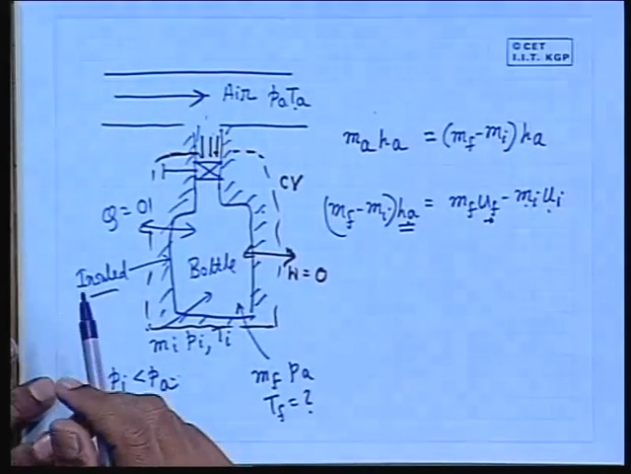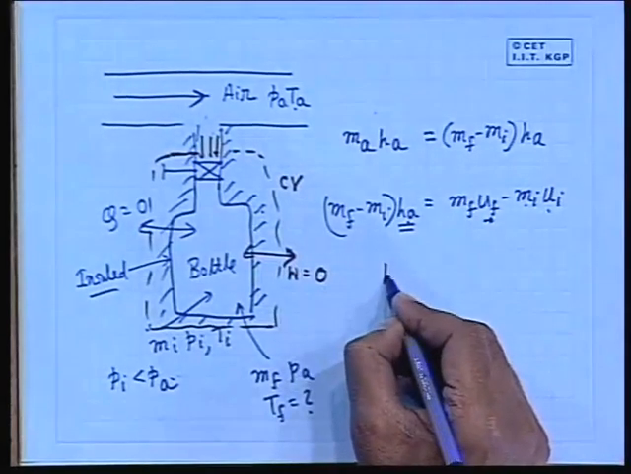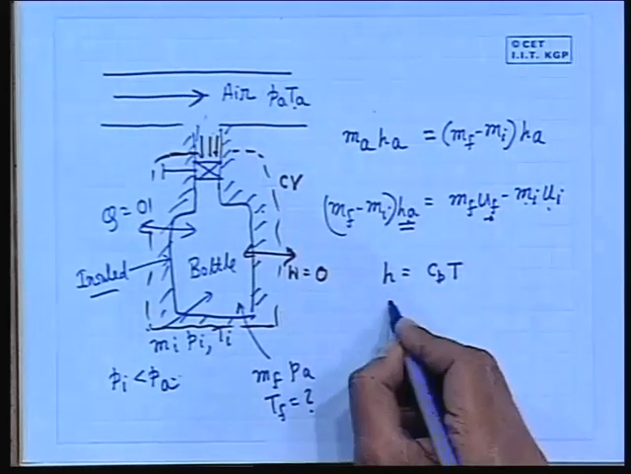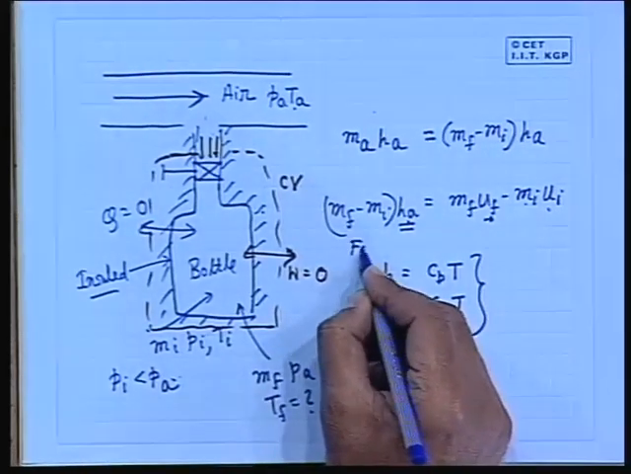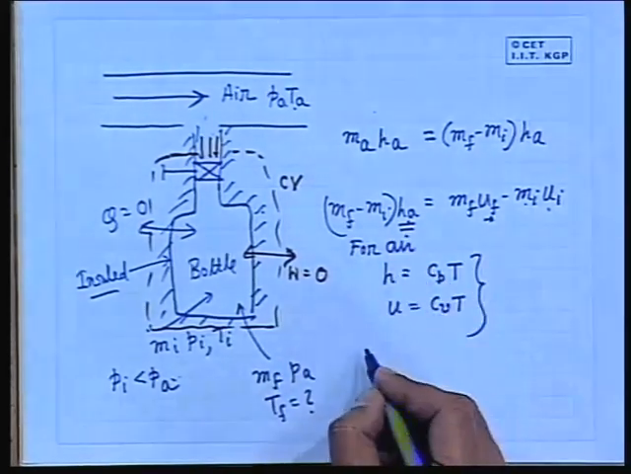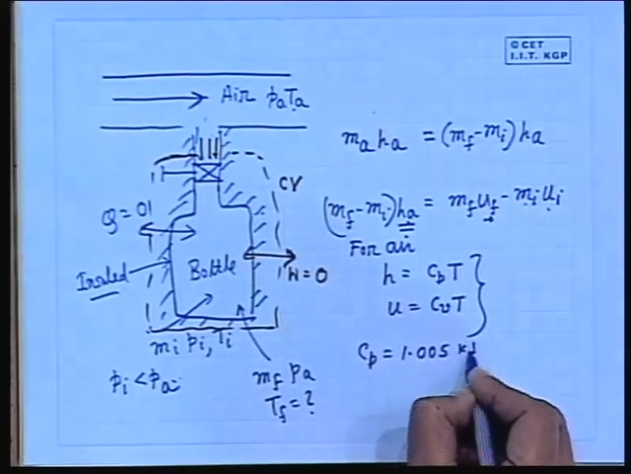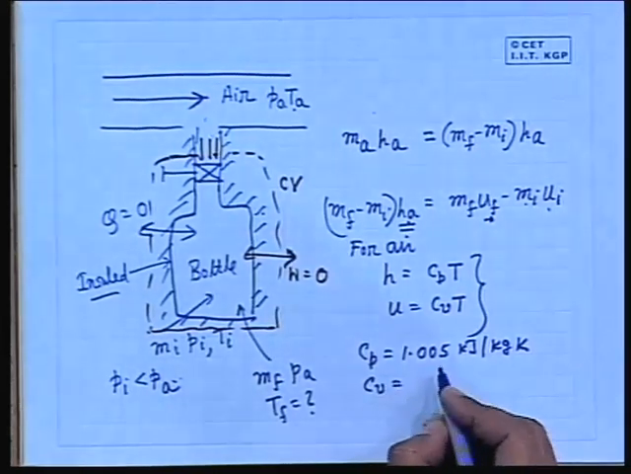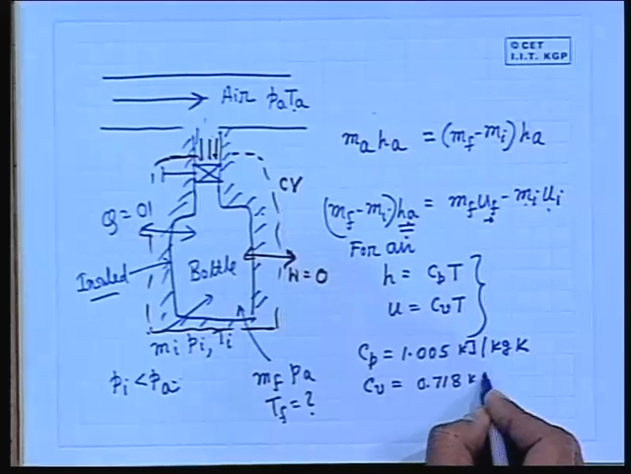In this connection I would like to tell you that for air, if it is not otherwise given, you will always assume H is equal to Cp into T and U is equal to Cv into T, where the value of Cp is 1.005 kilojoule per kg and Cv is 0.718. If the property relationships are given, you don't use these, you use the property relationships.